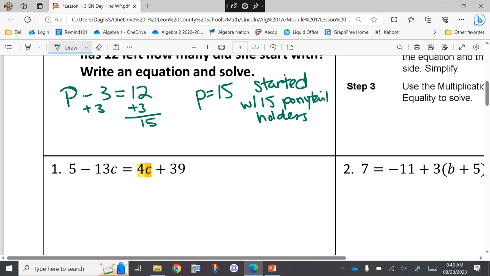So how am I going to move 4C to the other side? Is it a positive or a negative 4C right now? It's a positive. So how am I going to move it over? We're going to subtract it. And I'm going to subtract it from the other C because they're like terms. So I've moved my C over. I didn't touch the 5. The 5 is still there. Negative 13 minus 4 is now negative 17C. They're like terms, so they keep the C with them. And we're equal to 39.